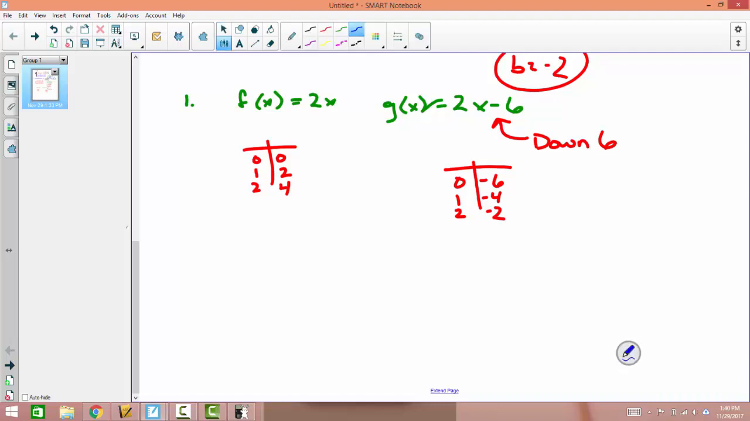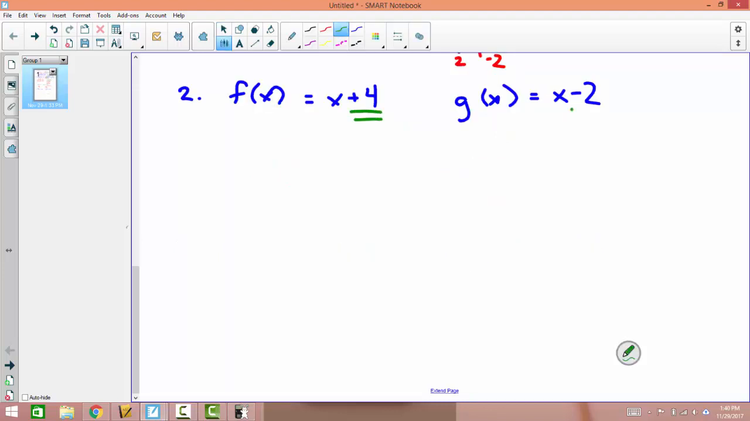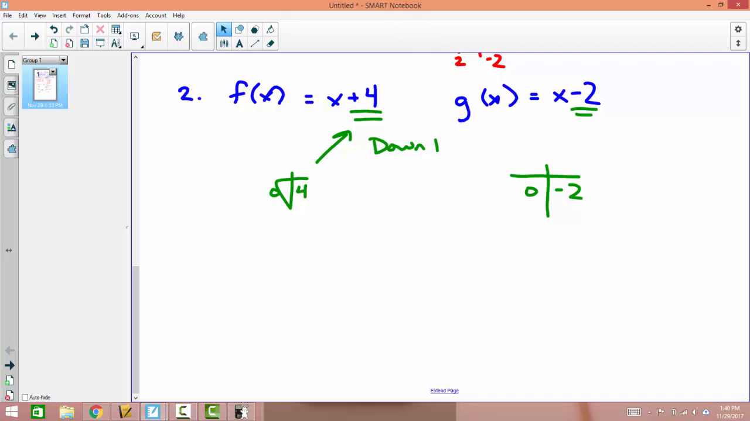Okay, let's look at f of x equals x plus 4 and g of x equals x minus 2. What do you think the transformation is going to be in this? It's also going to be down 6 because the first one starts at 4, and the second one starts at negative 2. So it's literally going to look exactly like the last one, but one of them is going to start at 4, the other at negative 2. So a down 6 shift. Your shift, you're looking at the y-axis and where it's moved on the y-axis.